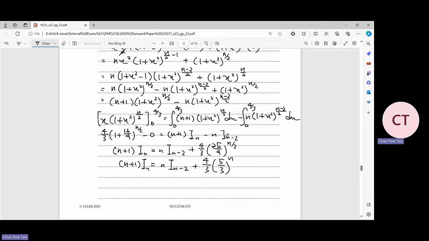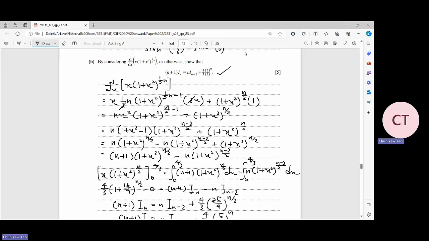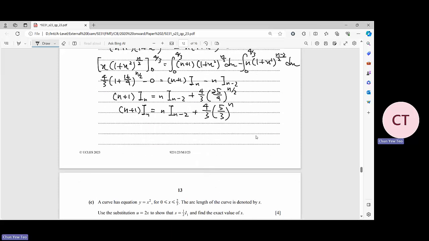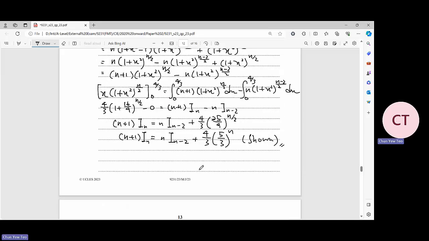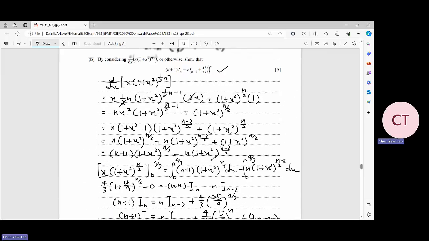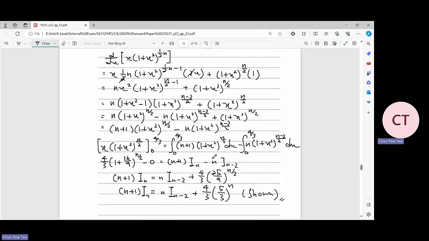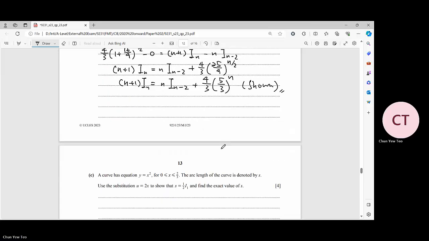So is this the form that the question wanted to show? Yes, correct. Okay, so shown. This will be the way to show the relationship. Okay, done. Now we move on to part C.